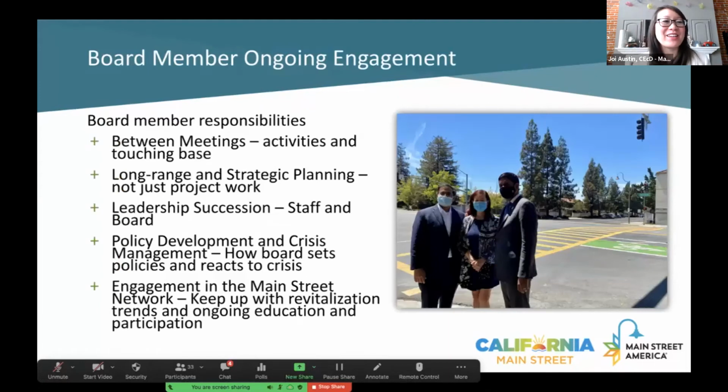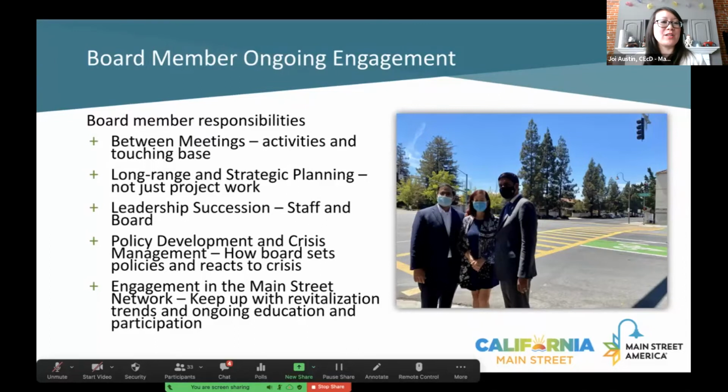So, ongoing engagement, in terms of the board and what to expect in terms of those responsibilities, really between meetings, being able to touch base on those activities. These are just some ways to encourage board members throughout the year. You're going to start out with long range and potentially strategic planning. It isn't just project work, but how do you take that and know that you are planning for board and staff, like also leadership sessions.